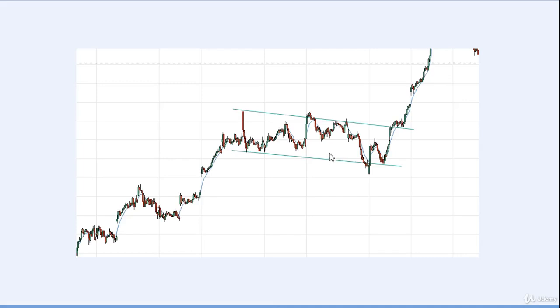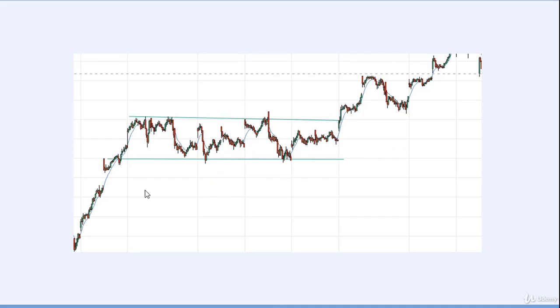This is an example of a flag pattern. Prices are in uptrend and they are going into a consolidation phase for some time, making a flag pattern here. Prices are in uptrend, so the flag pattern is slightly sloping down. We are getting a breakout in upward direction when prices break this upper trend line, so we can make our buying position here. If the range is wide, then an alert trader can take advantage of this range. They can sell here and buy here if this range is wide.